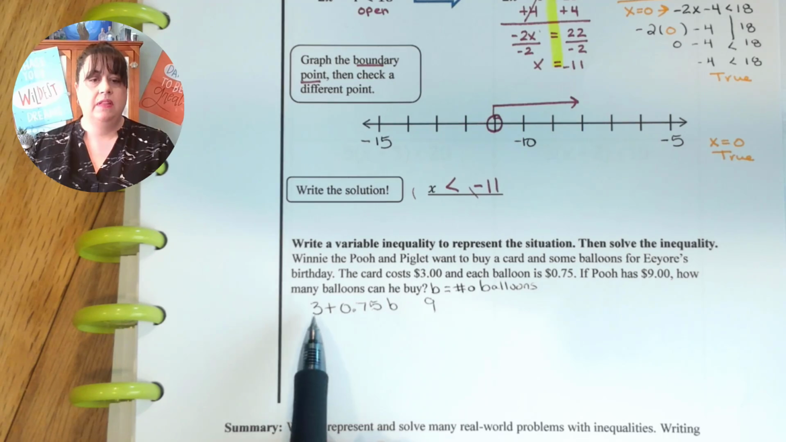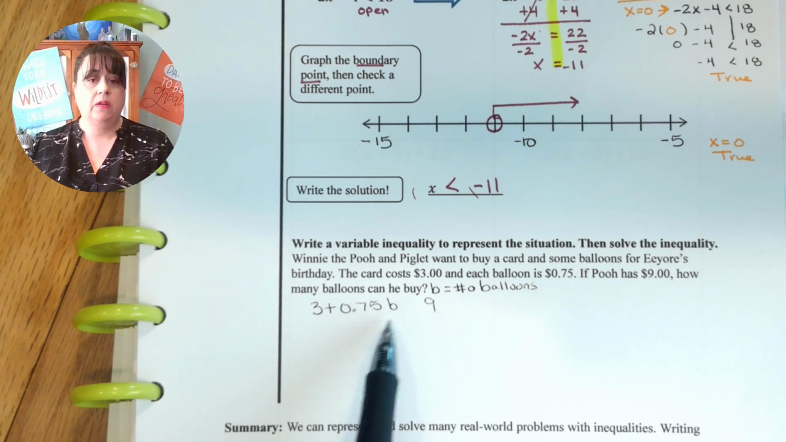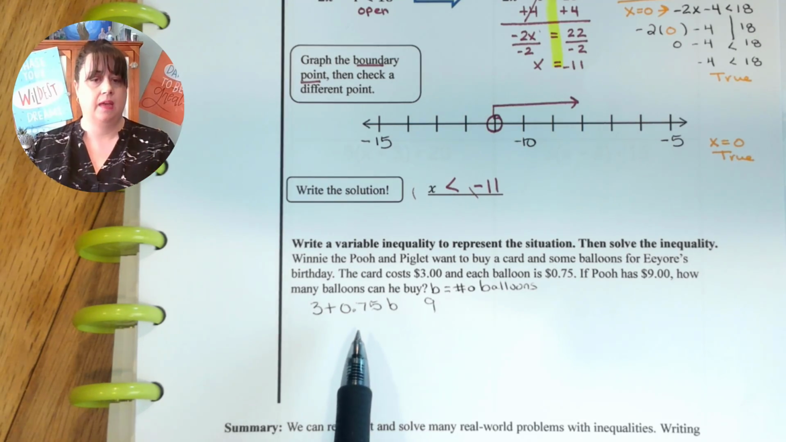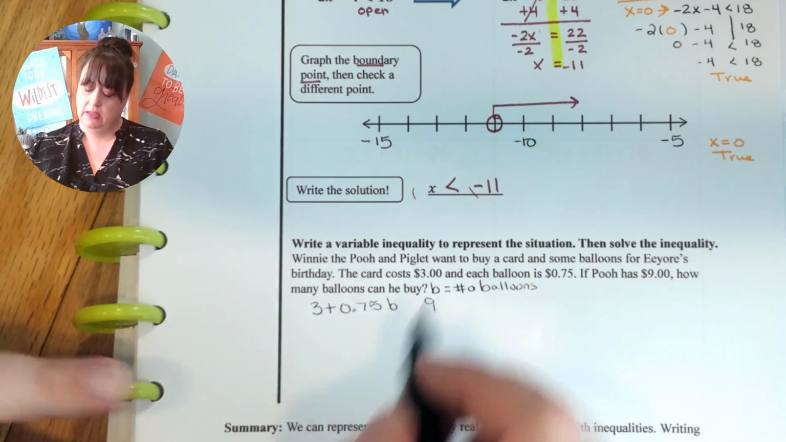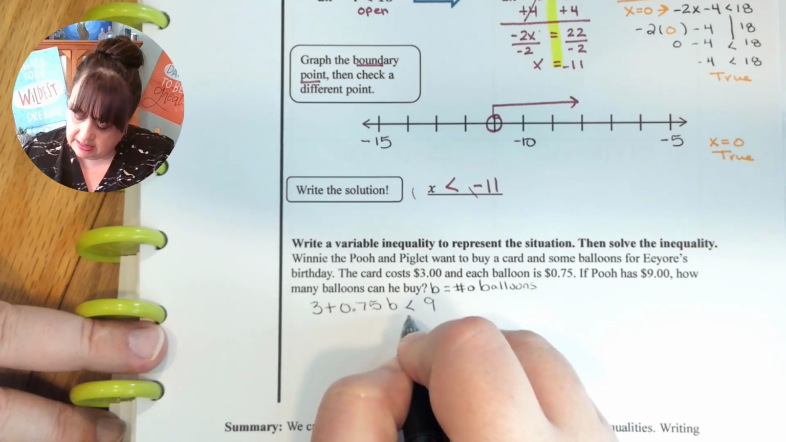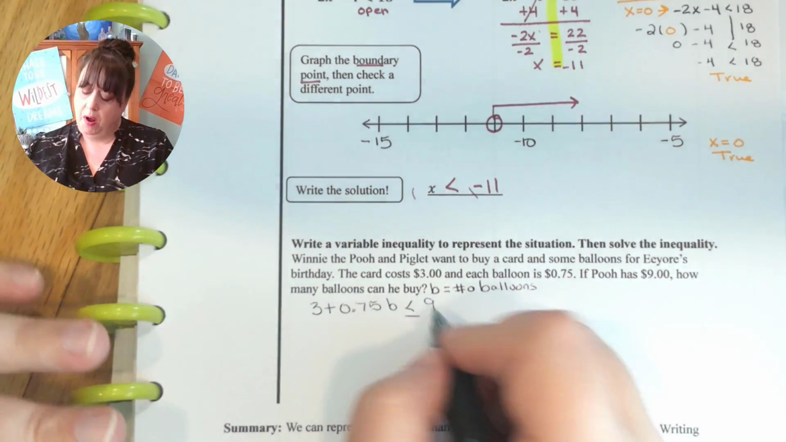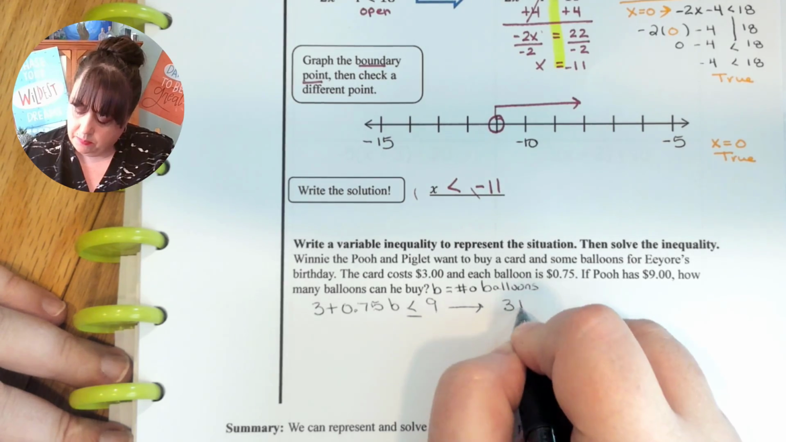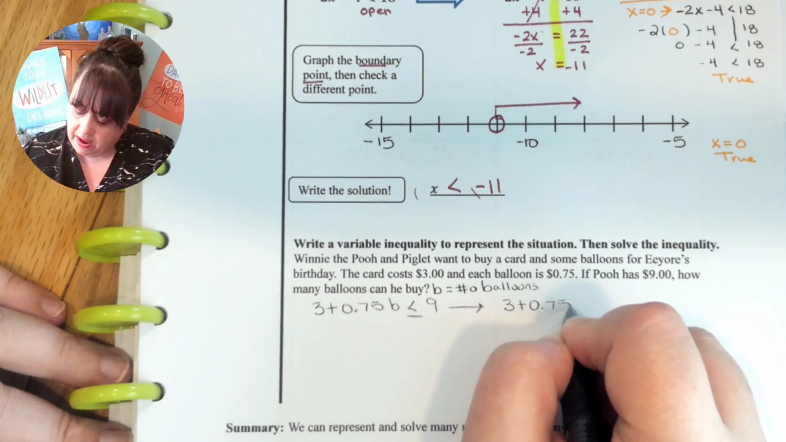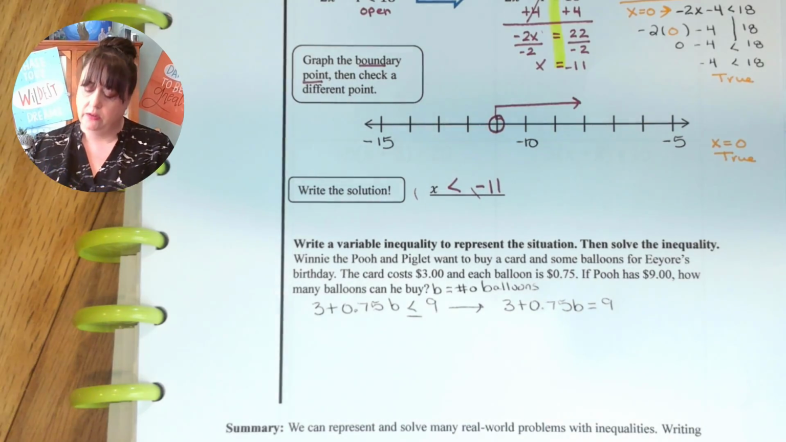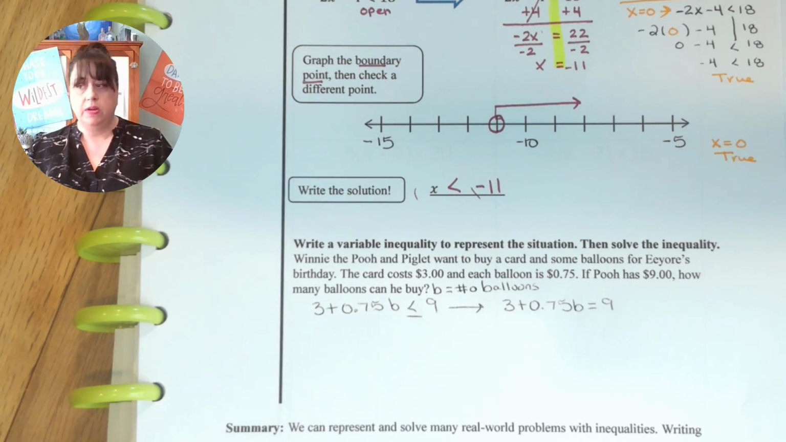Now, this amount right here, can it be more than $9? No. Can it be equal to $9? Yes. Can it be less than $9? Yes. So this amount needs to be less than or equal to $9. So now to do the problem, we say that 3 plus 0.75b needs to be less than or equal to $9. And we go through solving equations.